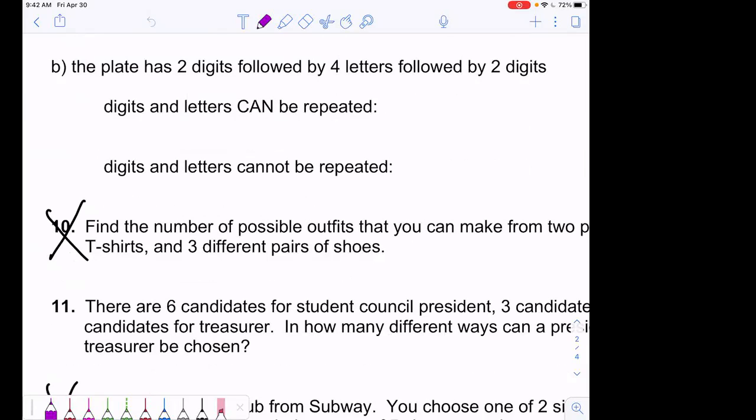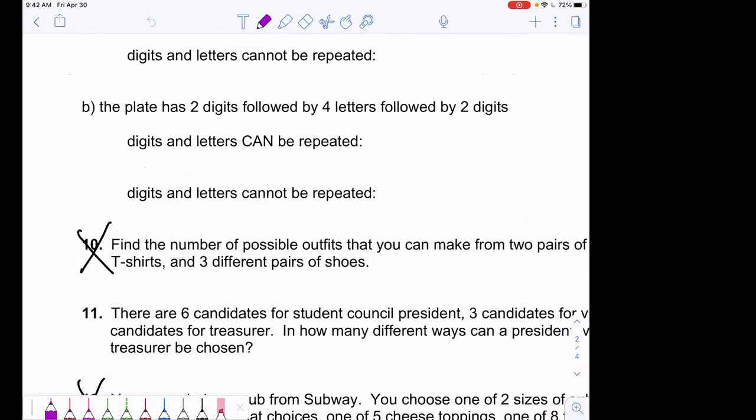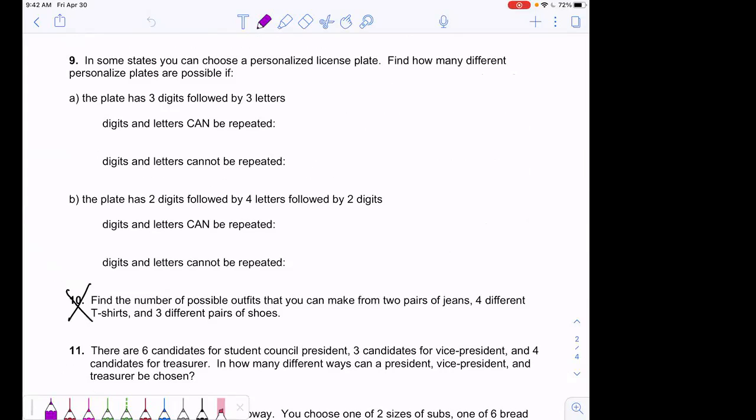So let's look at number 9. And the directions on number 9 say that in some states you can choose a personalized license plate.